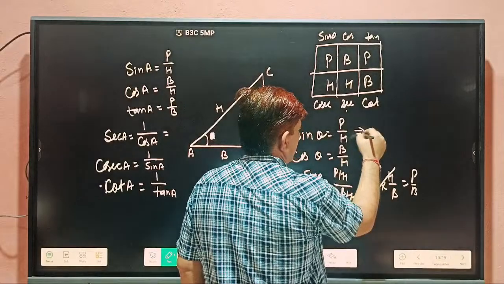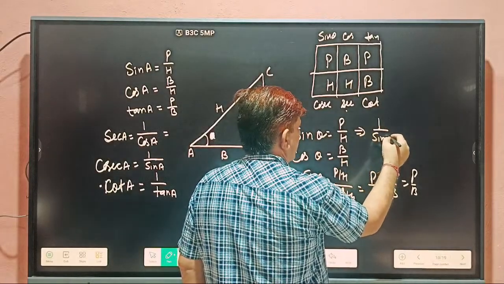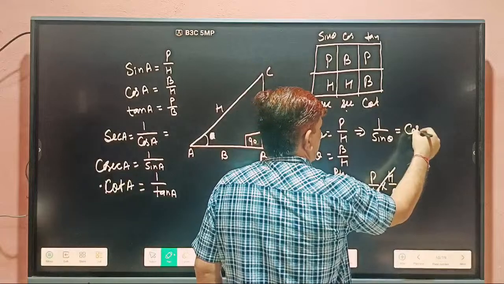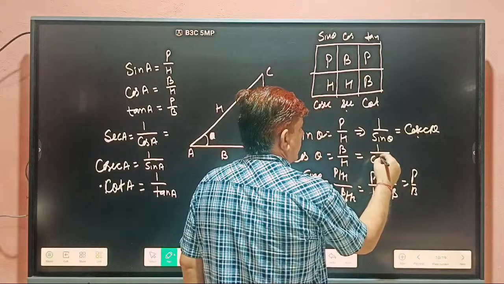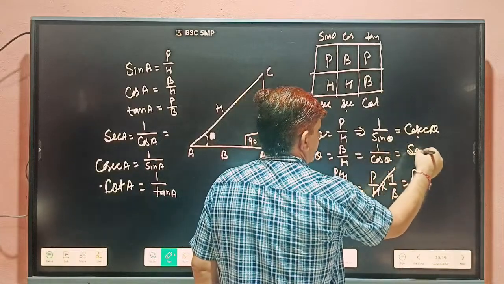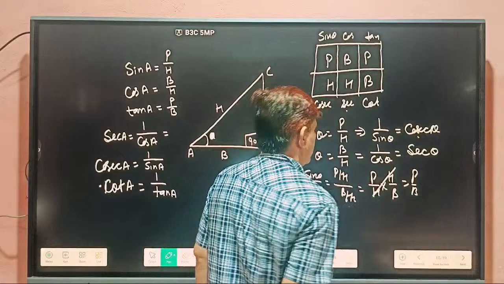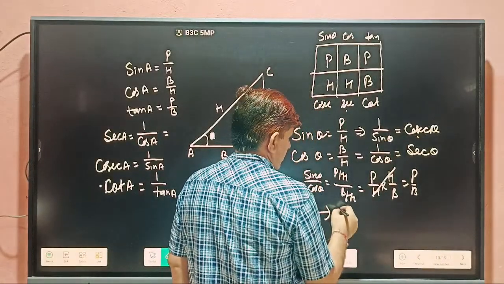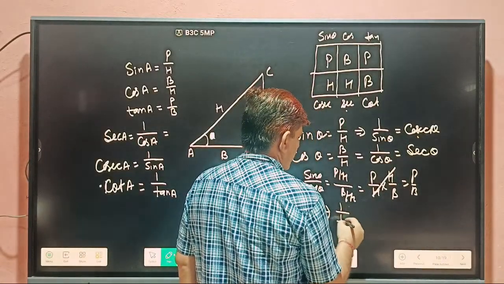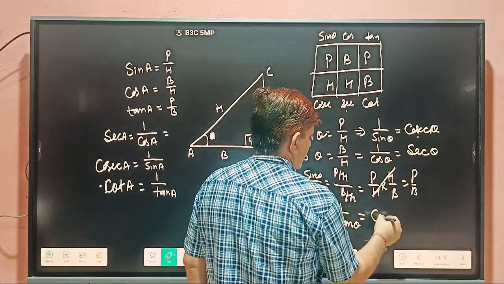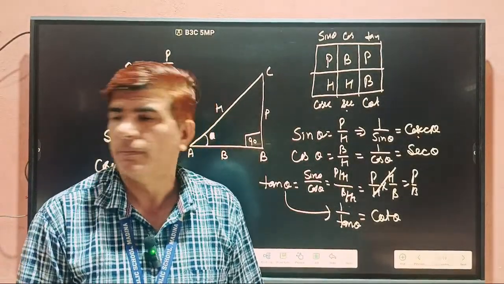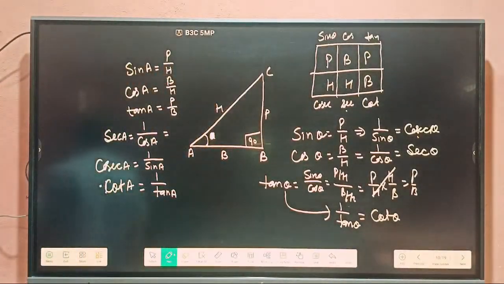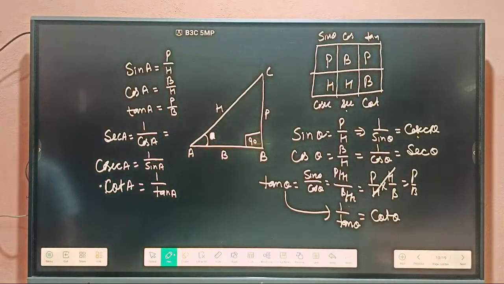1 by sine of theta is equal to cosecant theta. 1 by cos of theta is equal to secant theta. And 1 by tan theta is equal to cotangent theta. So you have to learn like this. Able to understand? Yes or no?